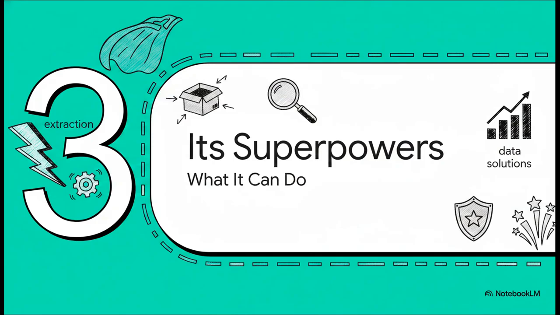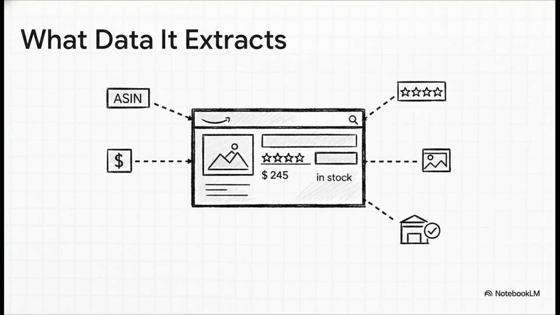So what makes this tool so special? Why this one? Let's get into its superpowers. These are the core features that really solve the problems you face when trying to get data from Amazon. You know, the level of detail here is the real game changer. You're not just getting a product title.